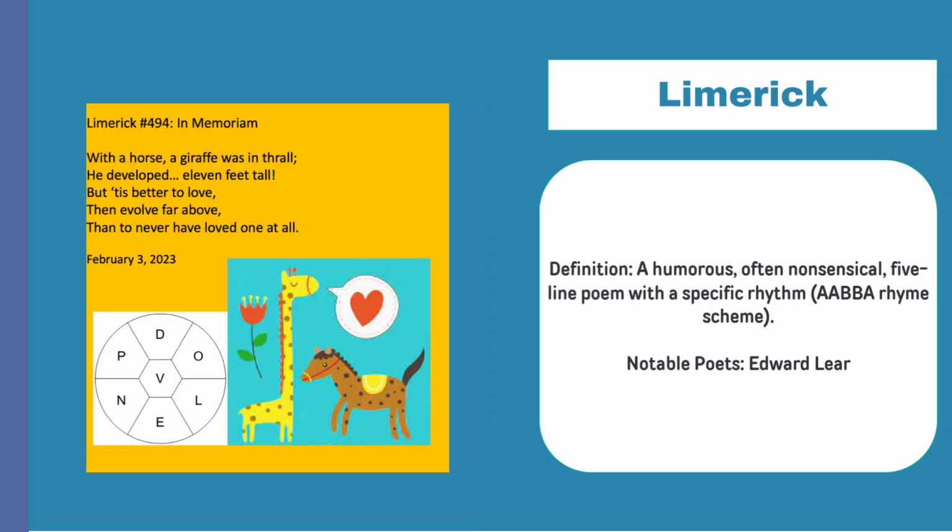Next we are going to learn about the limerick. A limerick is known as a humorous, often nonsensical five-line poem with a specific rhythm, following an AABBA rhyme scheme. One of the most notable poets of the limerick form was Edward Lear. We can refer to some of the works or poems of Edward Lear to know what a limerick is.